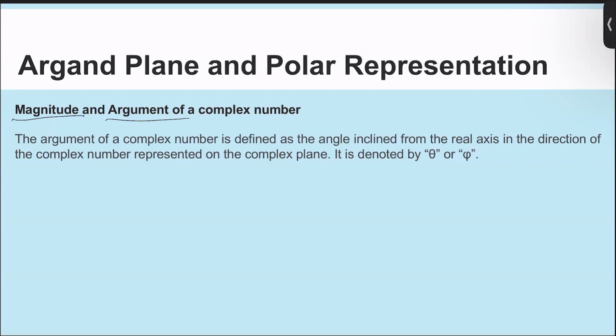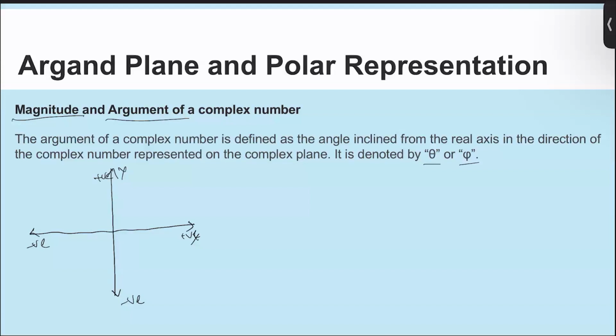Okay, so over here it's written that the argument of a complex number is defined as the angle inclined from the real axis in the direction of the complex number represented on the complex plane. It is either denoted by theta or phi. So suppose this is your Argand plane. You have x and you have y. Obviously, this is positive, this is also positive, negative, negative.